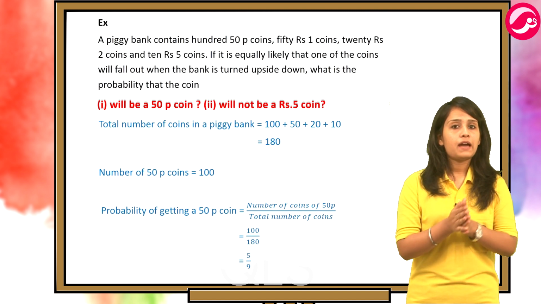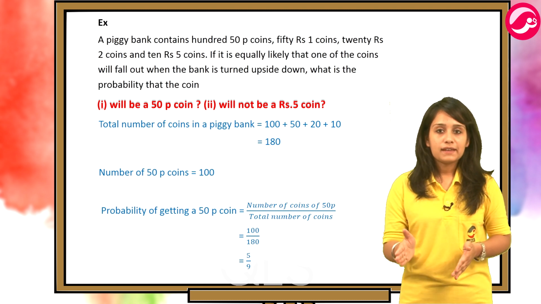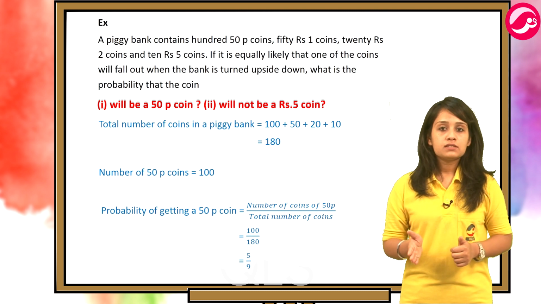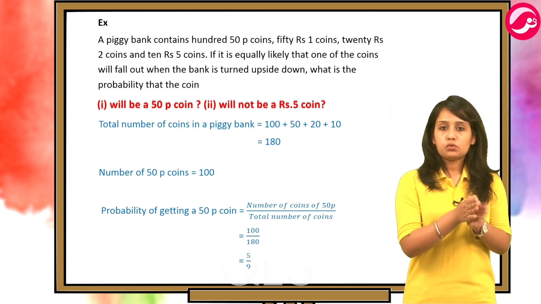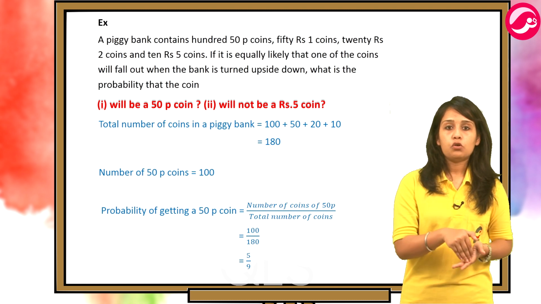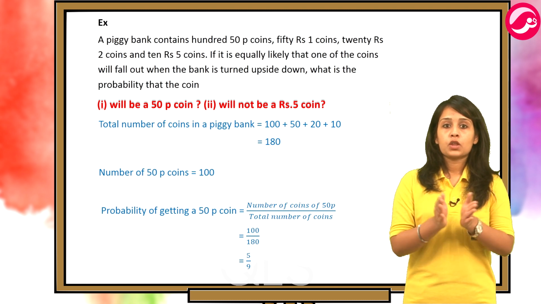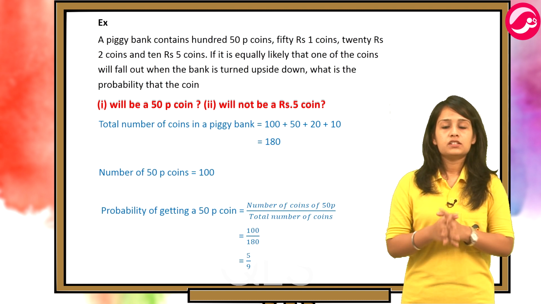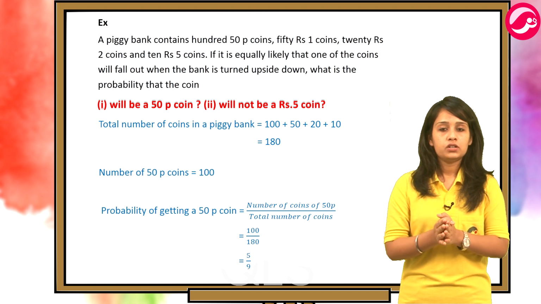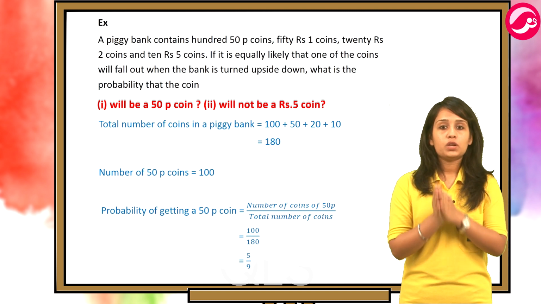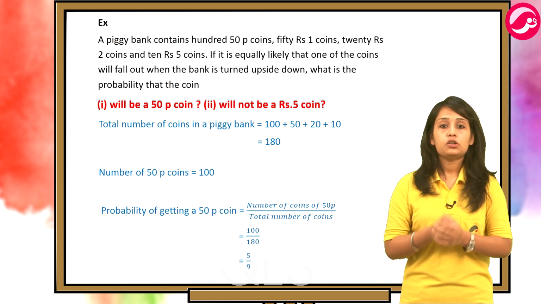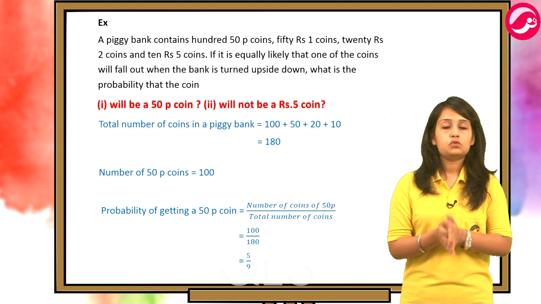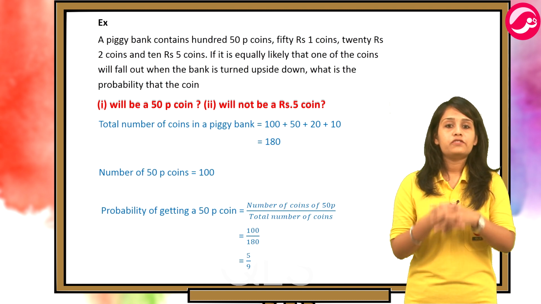Now, a piggy bank contains 100 50 paise coins, 50 1 rupee coins, 20 2 rupee coins and 10 5 rupee coins. If it is equally likely that one of the coins will fall out when the bank is turned upside down, what is the probability that the coin will be a 50 paise coin? So, as the number of 50 paise coins is 100, the probability of getting a 50 paise coin will be equal to 100 divided by the total number of coins, that is 100 plus 50 plus 20 plus 10, that is equal to 100 by 180 or 5 by 9.